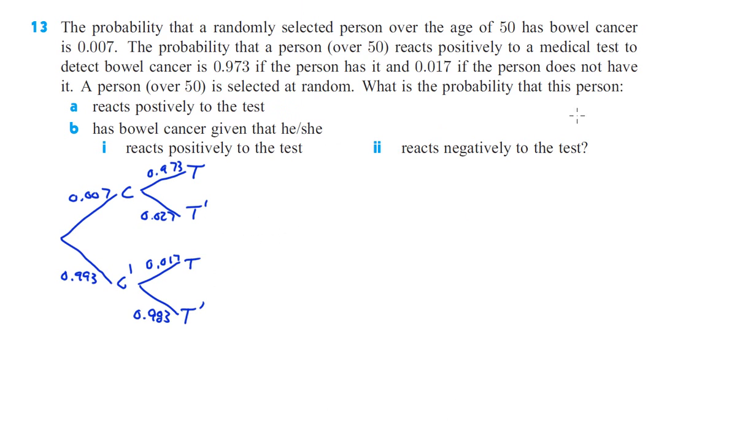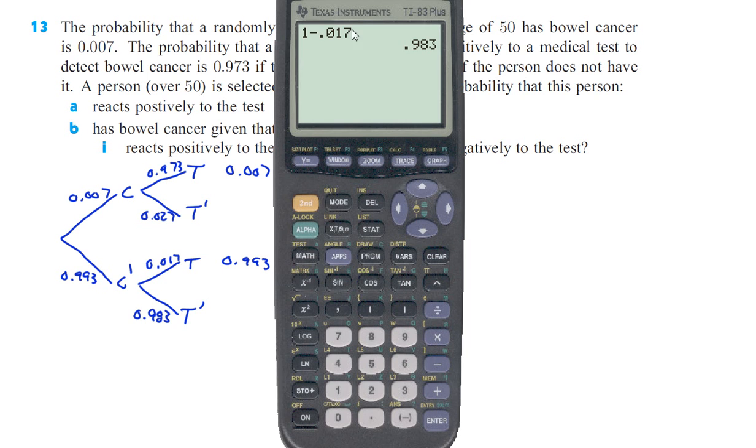What's the probability that this person reacts positively to the test? So here's the test result. So we're going to have to do this one and this one here. So we've got 0.007 times 0.973, and then we also have this one here, 0.993 times 0.017. Okay, so let's calculate what those are.